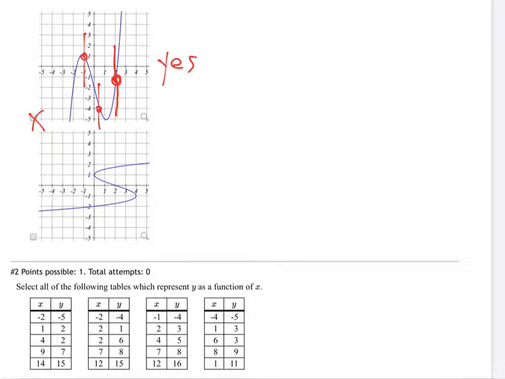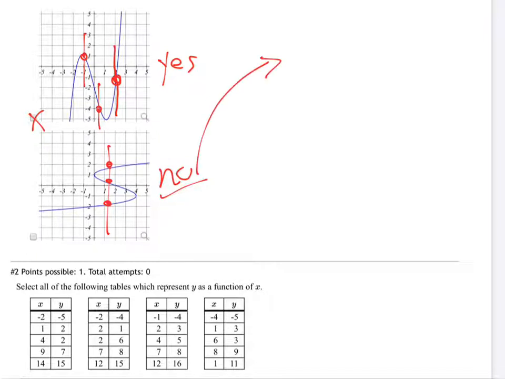Is the last one a function? No. Here's a vertical line that hits 3 points. 2 or more. No. That one's not a function. It's as simple as that. So if a vertical line hits more than 1 point, 2 or more, then it's not a function. We don't want a vertical line hitting more than 1 point. Now, why not? It's kind of a weird thing.